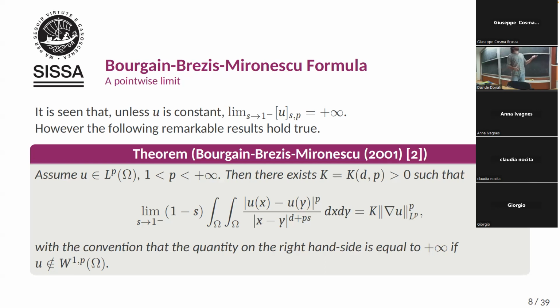So basically, it's telling you that if you want to know whether a function is in W1P, you don't need to look at the distributional derivatives. You just need to look at this limit, which doesn't involve any distributional derivative. And if it converges to a number, then if you want to know the pth power of the LP norm of the gradient of u, look at this number and divide it by this dimensional constant K.